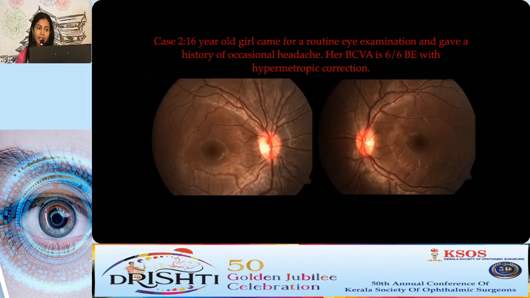Now we'll go to the second case. This is a 6-year-old girl who came for routine examination and gave a history of occasional headache. Her visual acuity is 6/6 in both eyes with hypermetropic correction. If you look at this, there is slight margin blurring superiorly and the disc is slightly hyperemic. So you will be in a situation whether it is an early papilledema or a pseudopapilledema.